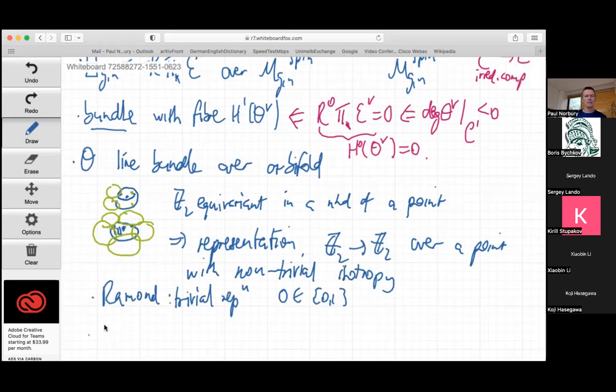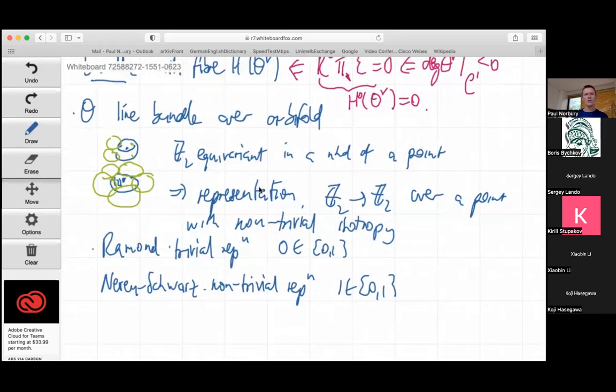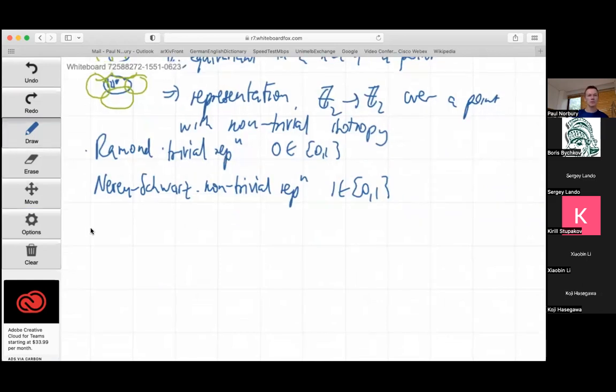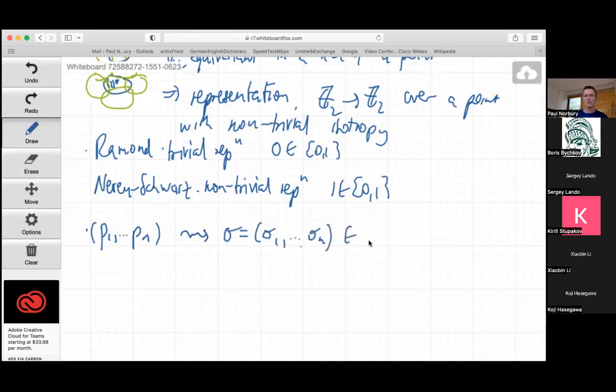And the other is known as Neveu-Schwarz, for the non-trivial representation, which we will denote by 1, which is actually giving the image of 1 in this representation here. And so now at each of our n labeled points, we get a sigma equals sigma_1 through sigma_n, which lives in {0, 1}^n. And it's going to tell us what these representations are.